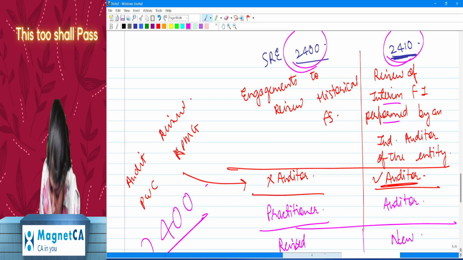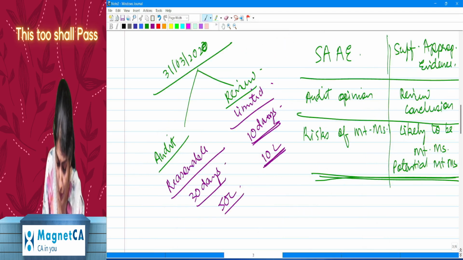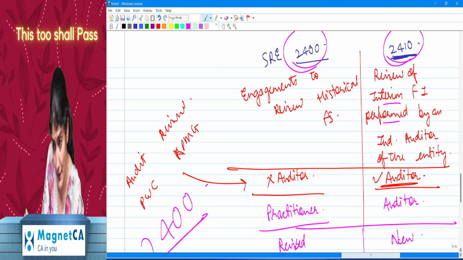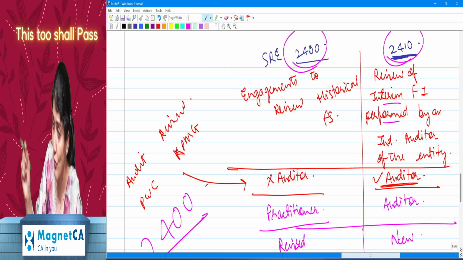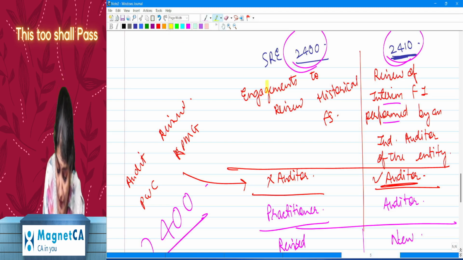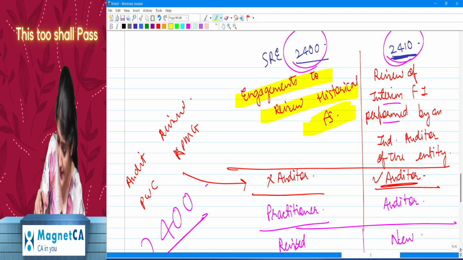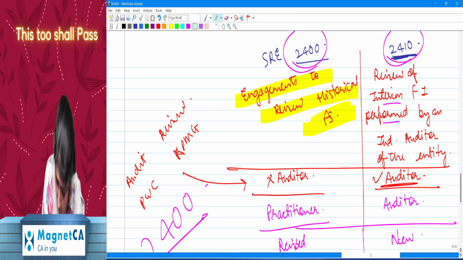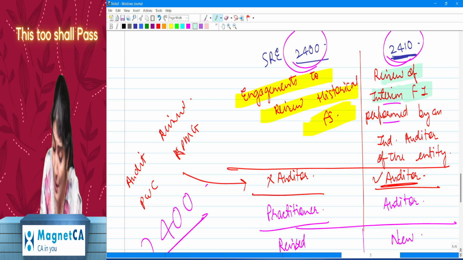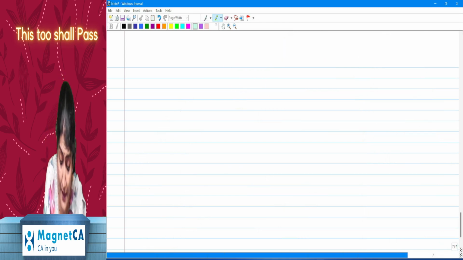So two very important points of distinction that we need to know over here are: one, what is the difference between an audit and a review, and second, what is the difference between SRE 2400 and 2410. Do you know the title of 2400? Engagements to review historical financial statements. And 2410, review of interim financial information, June, September, December, performed by an independent auditor of the entity. You understand that? Okay. And what are the procedures which are mainly performed in a review?